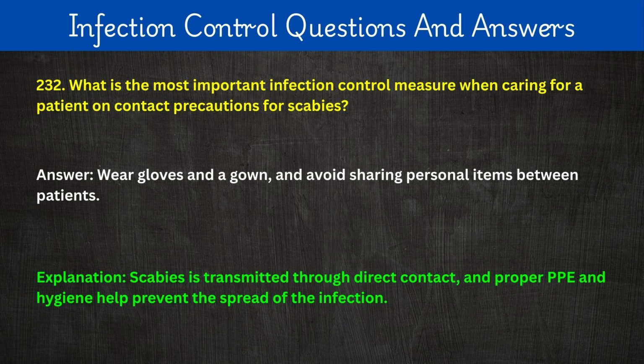232. What is the most important infection control measure when caring for a patient on contact precautions for scabies? Answer. Wear gloves and a gown, and avoid sharing personal items between patients. Explanation. Scabies is transmitted through direct contact, and proper PPE and hygiene help prevent the spread of the infection.